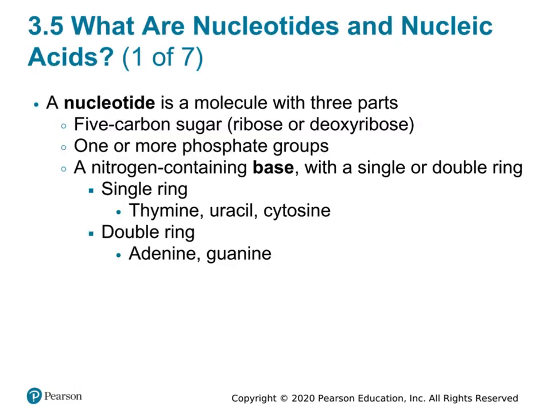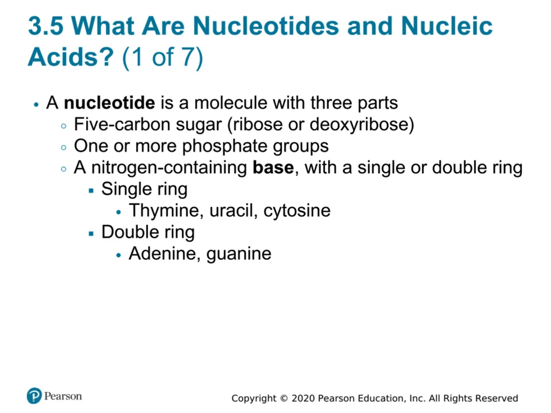All right, the next biological molecule we're going to look at is nucleic acids. Nucleic acids are made up of nucleotides. A nucleotide is a molecule with three parts: a 5-carbon sugar, either ribose or deoxyribose, one or more phosphate groups, and a nitrogen-containing base, which could have a single or double ring.